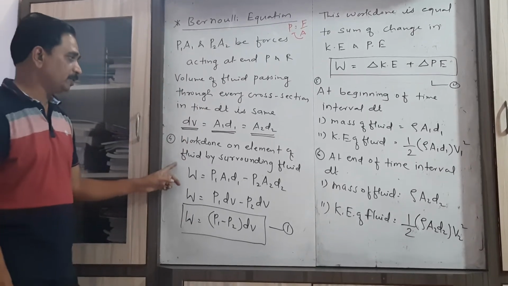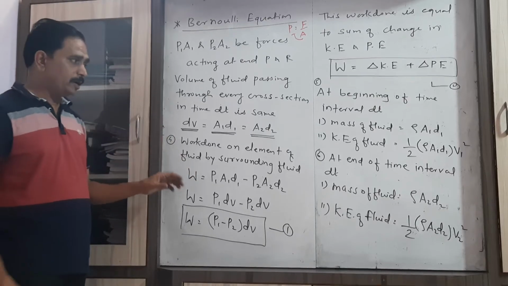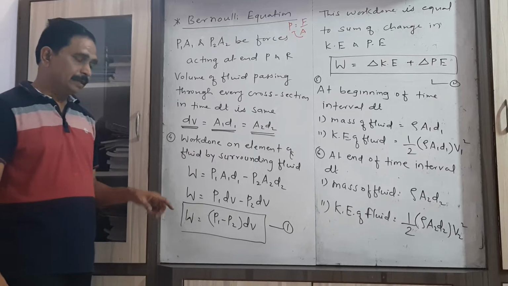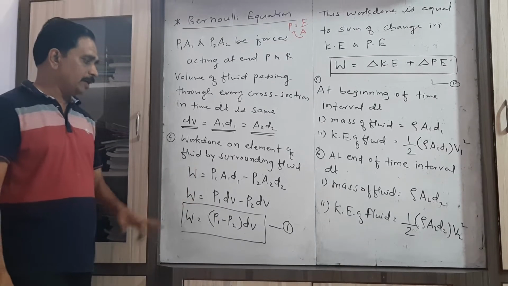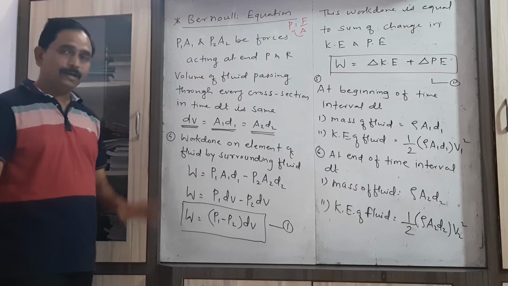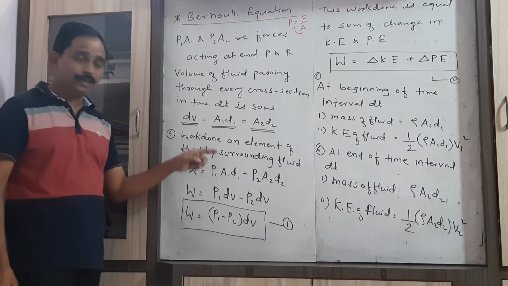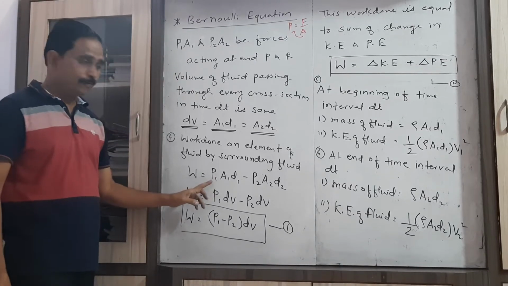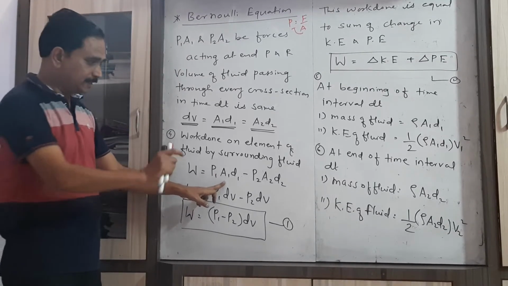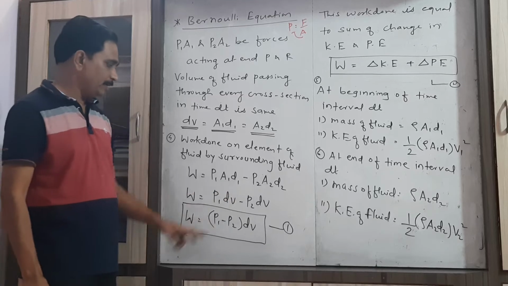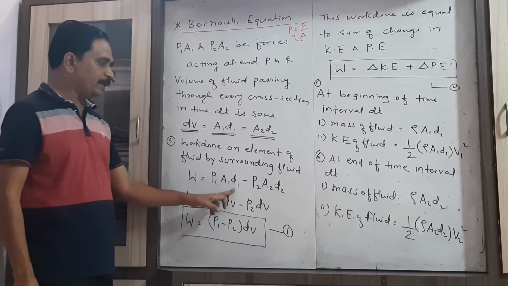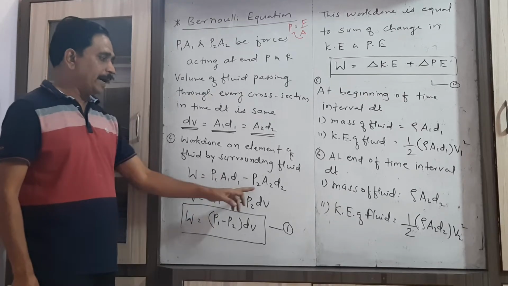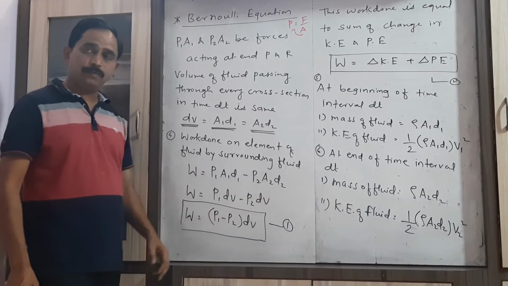Now here you have to consider the work done. Work done on the element of the fluid which is between P and R is found to be, work done is the product of force and displacement. We are considering the distance here. So force is the value of P1A1, and the distance covered by the fluid is d1. So I write here P1A1 d1, that is the force at end P, minus P2 A2 d2.